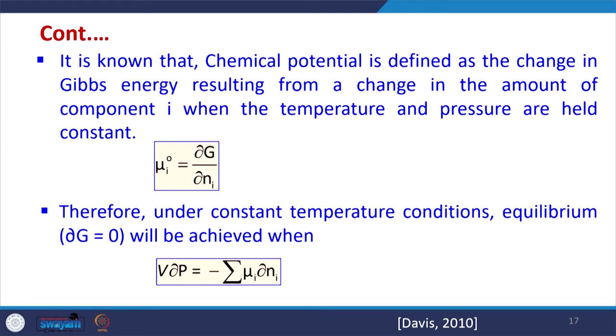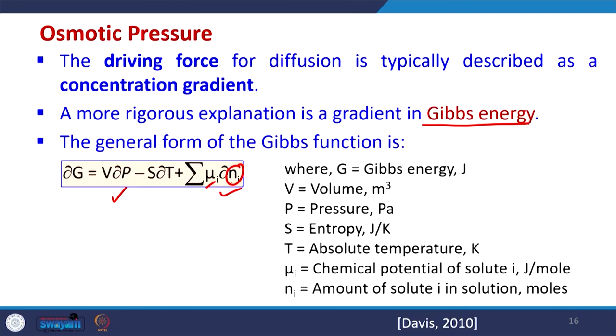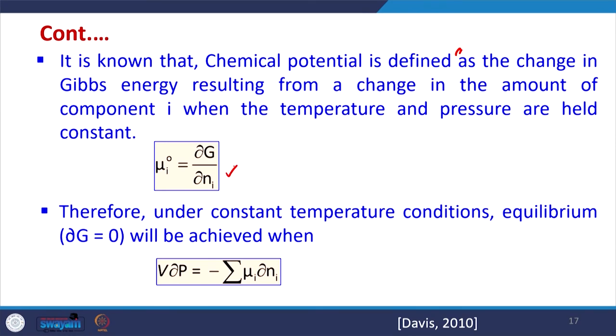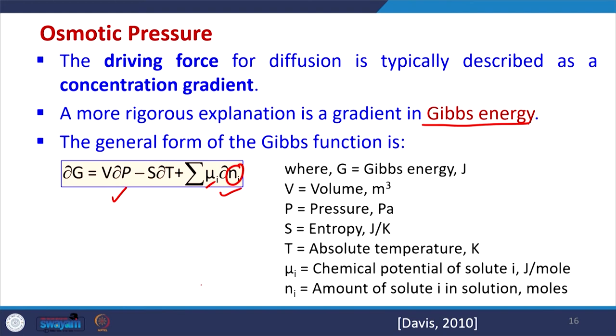Now, it is known that the chemical potential, mu i, is defined as the change in the Gibbs energy resulting from a change in the amount of component i when the temperature and pressure are held constant. So, from here we can always define the chemical potential as delta G upon Ni. Therefore, under constant temperature conditions, equilibrium will be achieved when this condition is met, and this term is equal to 0.